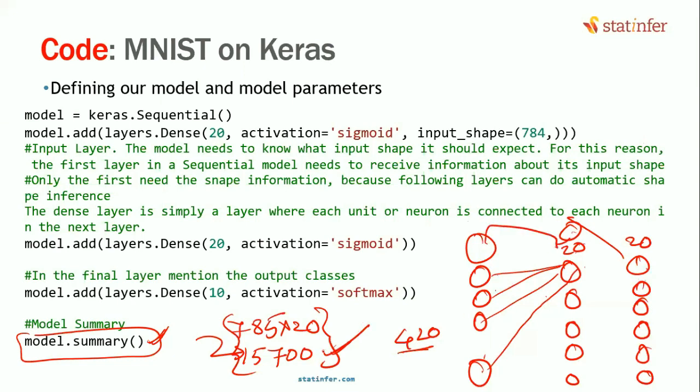From here to here, these many weights are there. From here to here, these many weights are there. From here to here, these many weights are there. That will also be given to you. You can also verify that.